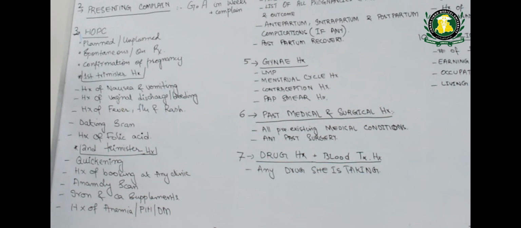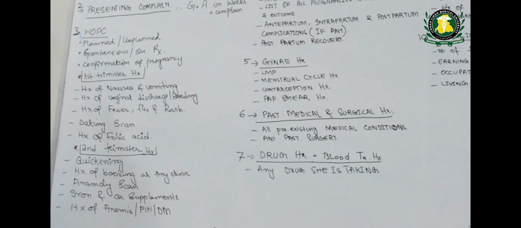Then moving towards the history of presenting complaint, in obstetrical history, this component is divided into the first trimester history, second trimester history and third trimester history. Before asking the trimester-wise history, there are a few general questions which we ask: whether this pregnancy is planned or unplanned, whether she conceived spontaneously or on any treatment, and how she confirmed her pregnancy. Then moving towards the trimester-wise history.